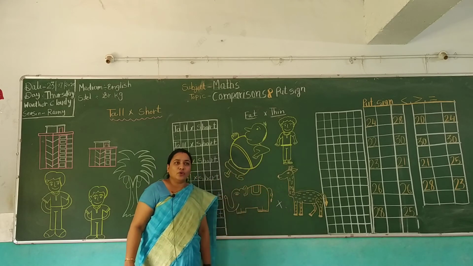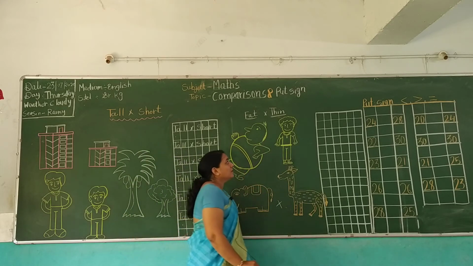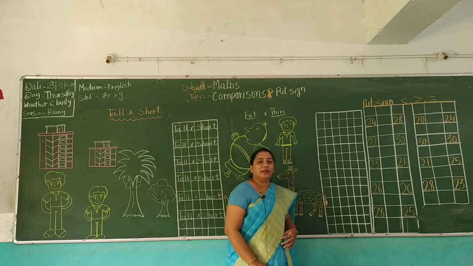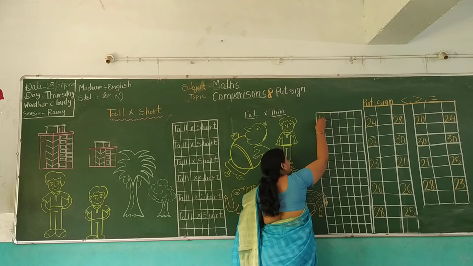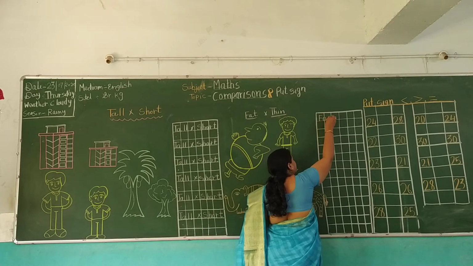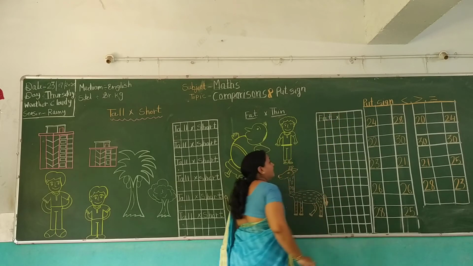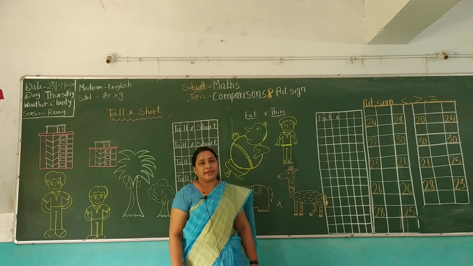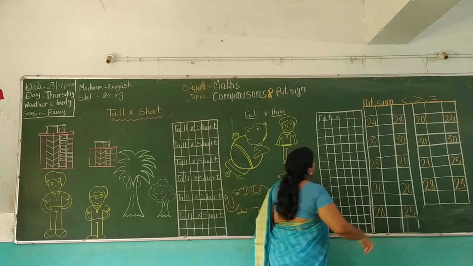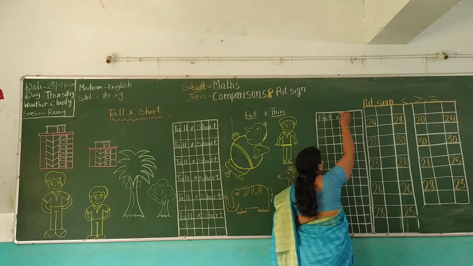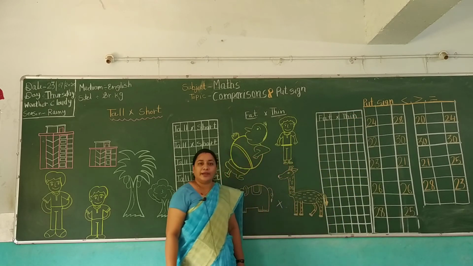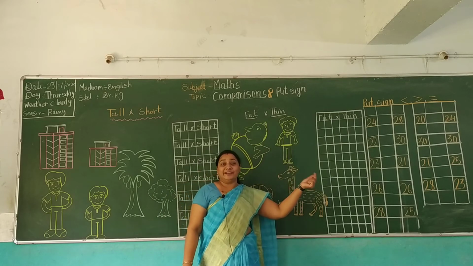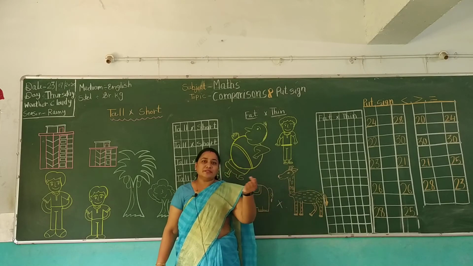Now children, we have to write in our notebooks. So maintain your line. Write F-A-T, fat. F-A-T, fat. Then put the opposite sign, then thin. T-H-I-N, thin. Fat opposite thin. If you read with sound also, okay.